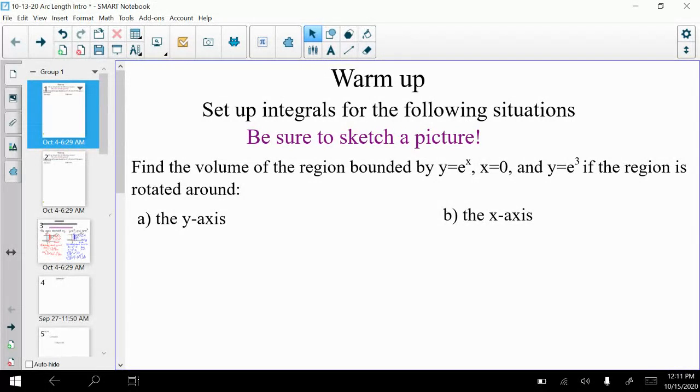I know that some people from first hour and then third hour kind of echoed the same thing of feeling a little bit confused on how to set it up because getting our picture going is tricky.